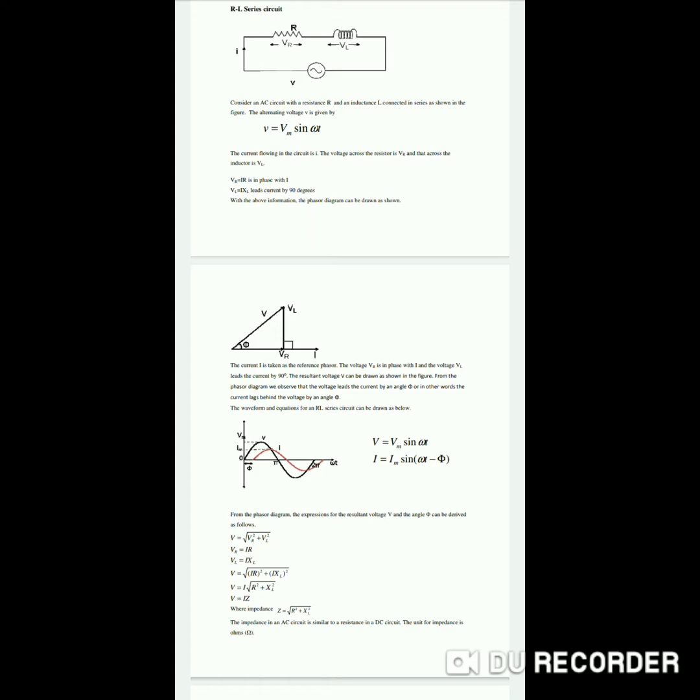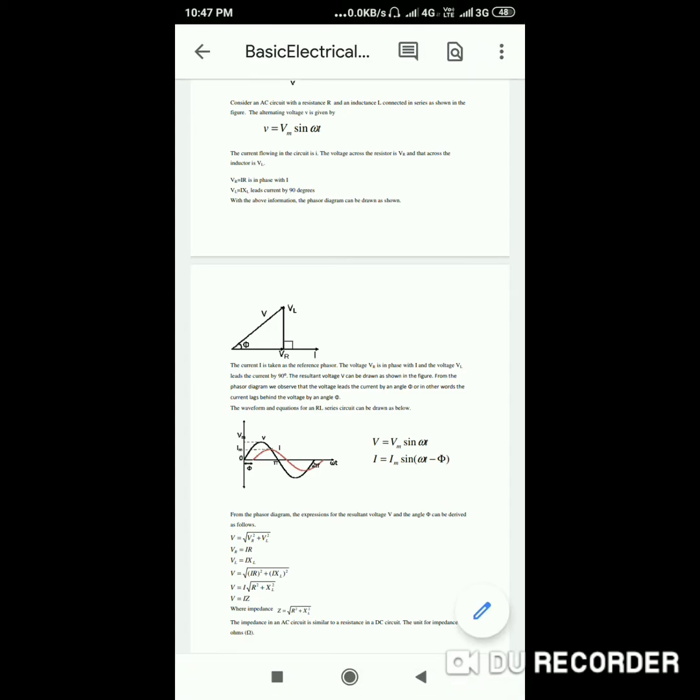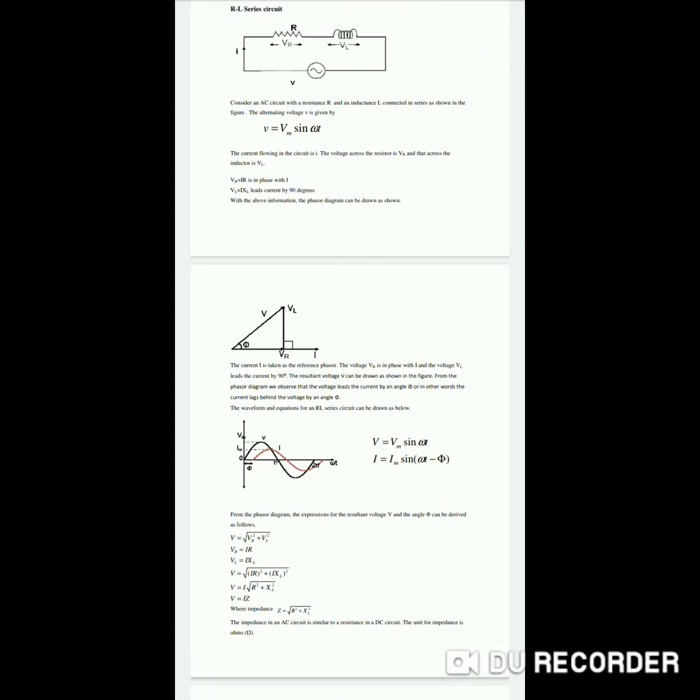So in the circuit, if you observe, there will be two elements: one is resistance and one is inductance, connected in series. The voltage across the resistance is VR, the voltage across the inductance is VL, and current I is flowing through them. Consider an AC circuit with resistance R and inductance L connected in series. The input will be V = Vm sin omega t.